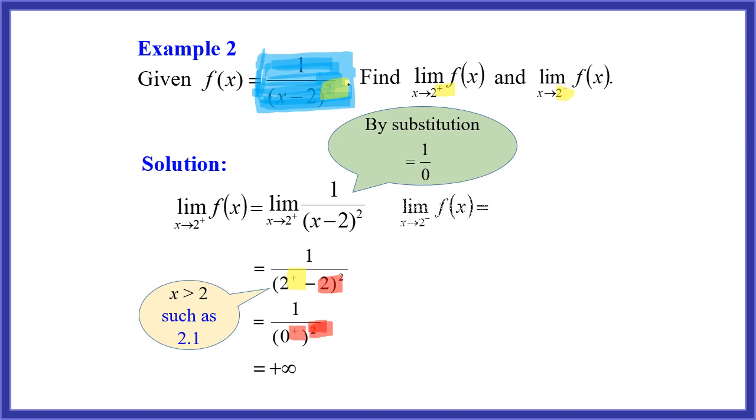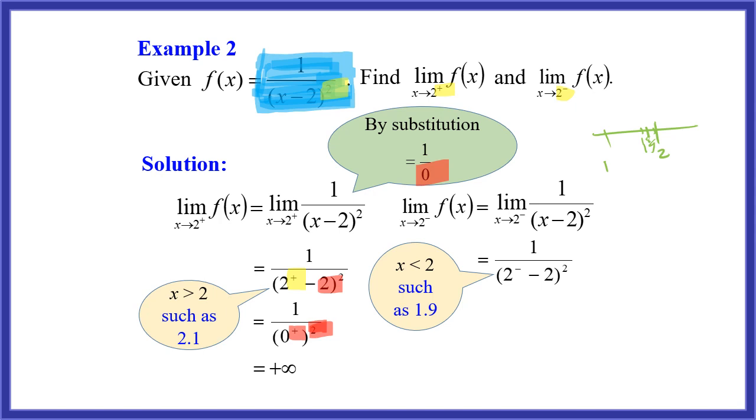So how about from the left side? The limit of f(x) as x approaches 2 from the left side, so we substitute into the function 1 over (x minus 2) squared, and after we substitute the value of 2 by using substitution, what do we have? We will have 1 over 0. But this 2 is coming from the left side. So what are the values coming from the left side of 2? If we look at our number line, the left side of 2 is 1.9, 1.8, 1.999. So this 2 from the left side is smaller than 2, such as 1.9. So what will we have? 1.9 minus 2 is negative 0.1. So we have a negative number that approaches 0. So we can denote it as 0 from the left side, negative 0.